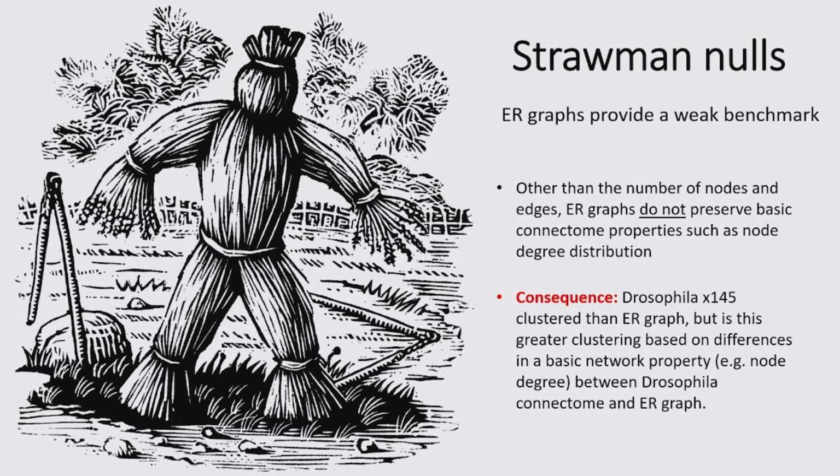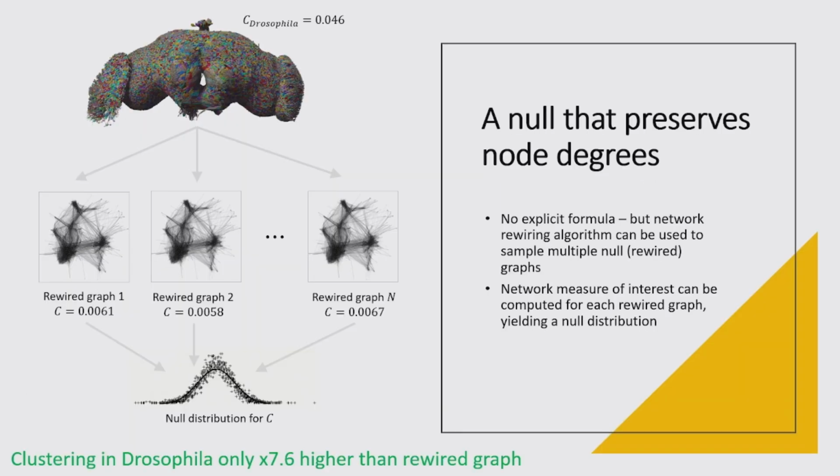So it might be, for example, the node degree, the fact that the node degree in our null network could be vastly different to what it is in our observed connectome. It might be that which is driving this huge difference in the clustering coefficient, not the clustering of the network itself. Remember, as František said, that these network measures are interrelated. So this suggests that we might need to consider a more stringent null. And to do that, we can use a rewiring algorithm.